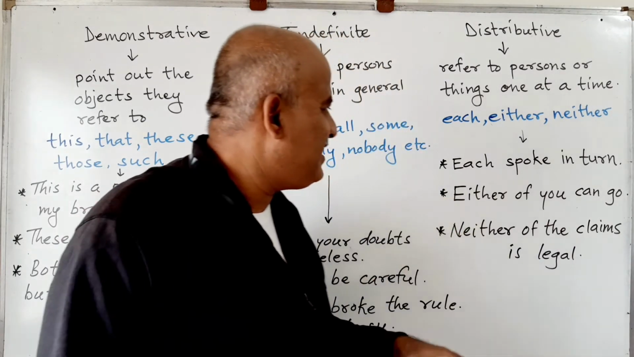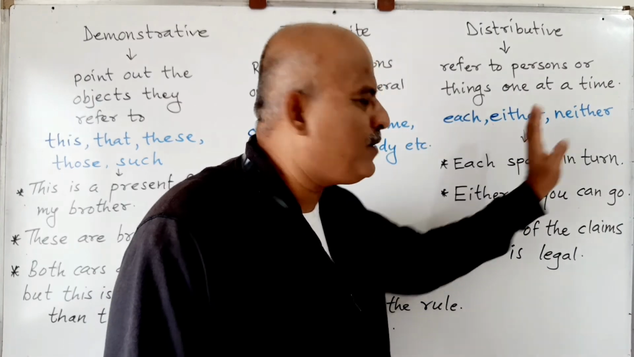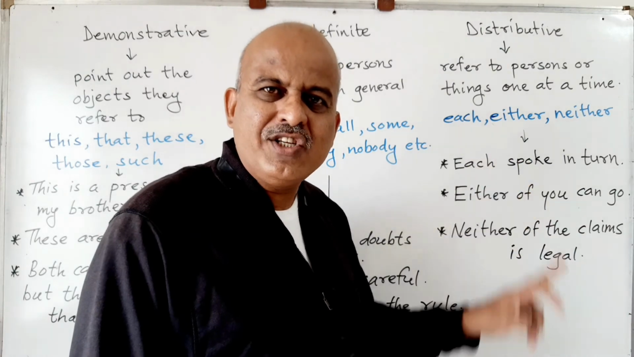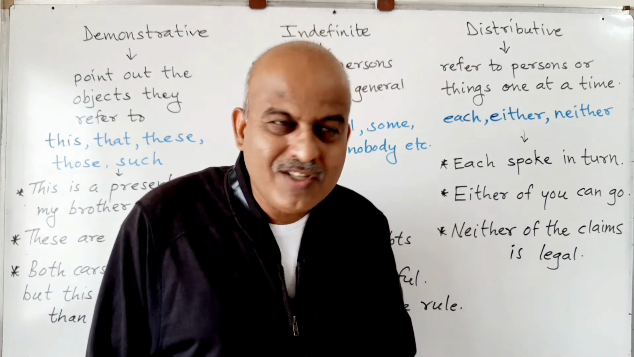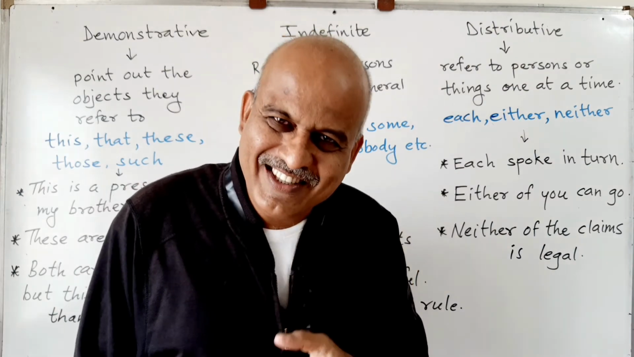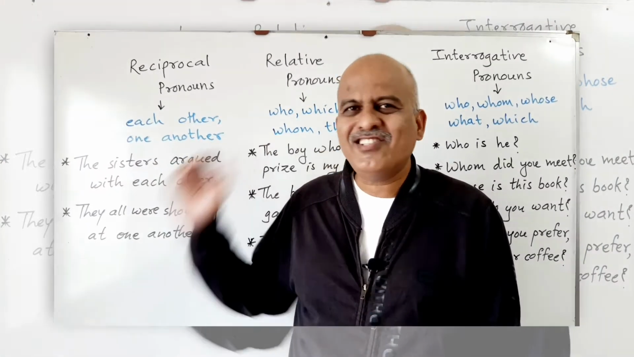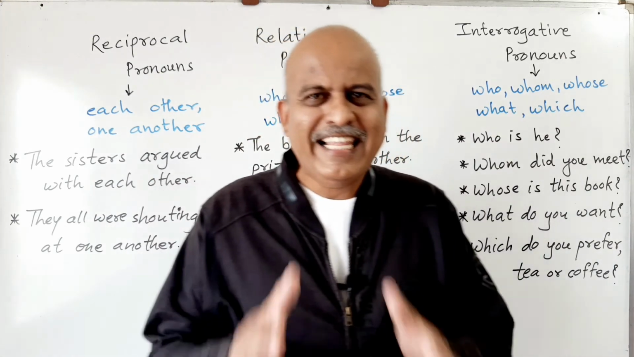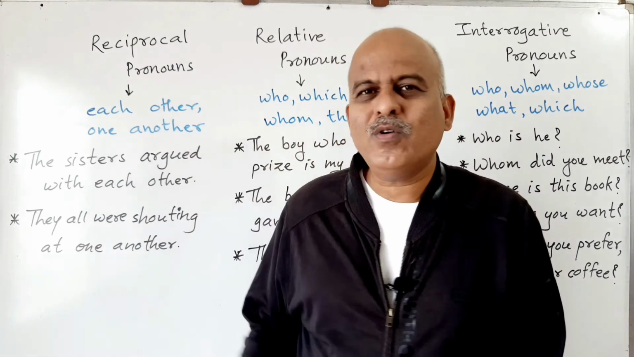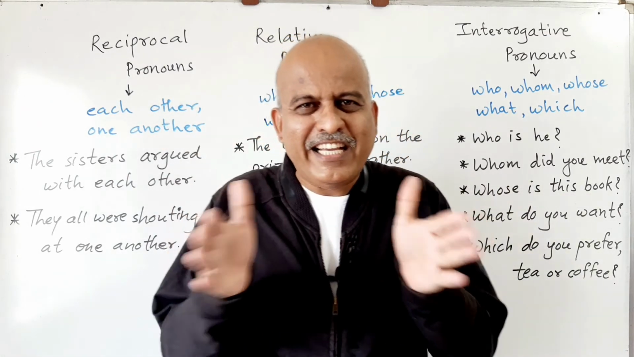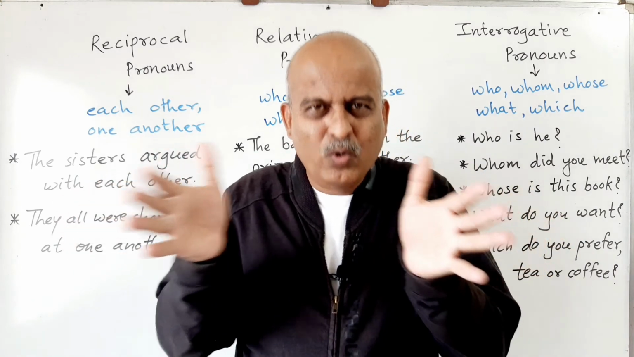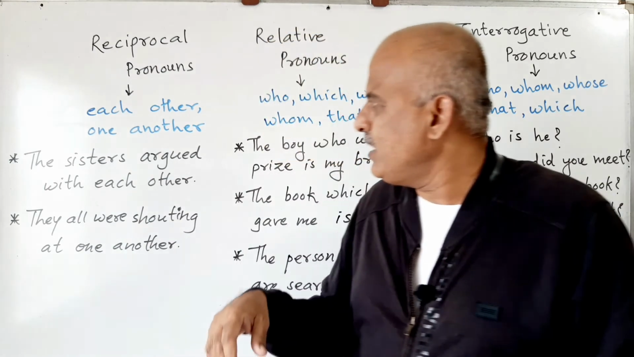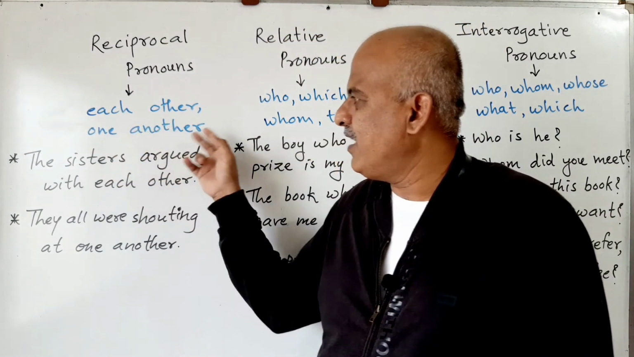Now suppose I say each boy spoke in turn. If I use boy after each, then each becomes a distributive adjective. Understood? Quite easy, no? The last three types are reciprocal pronouns, relative pronouns and interrogative pronouns. Their names suggest reciprocal pronouns reciprocate each other. There are just two reciprocal pronouns, each other and one another.